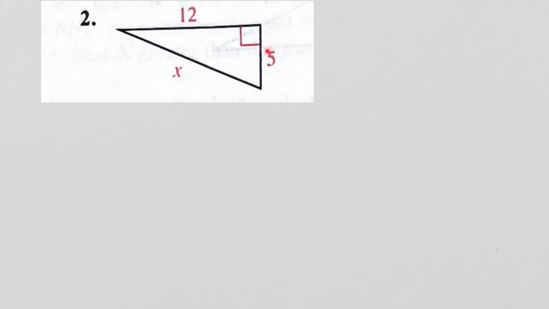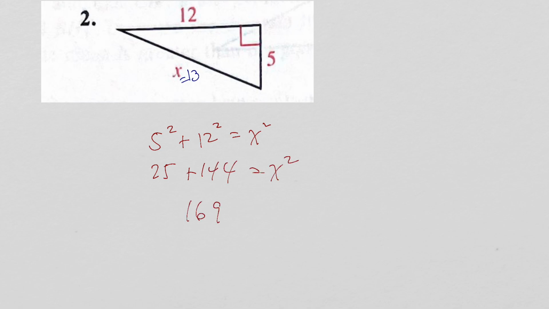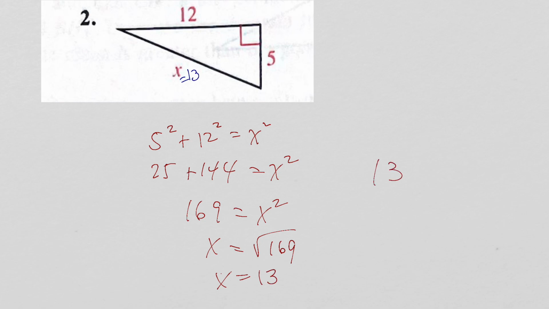Okay, this is one of the triangles you should have memorized, so 5, 12, 13. So this should be 13, but let's do the math in case you didn't memorize that. So we have 5 squared plus 12 squared is equal to x squared. So 169 is equal to x squared, so x is equal to the square root of 169, so x is equal to 13.